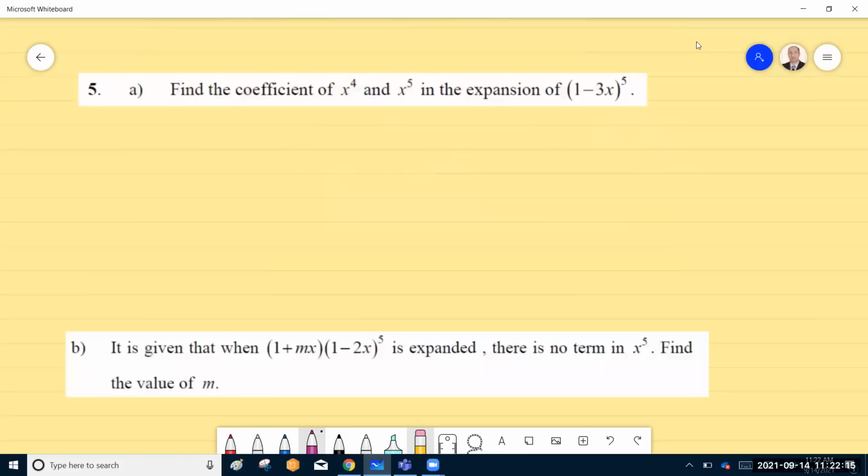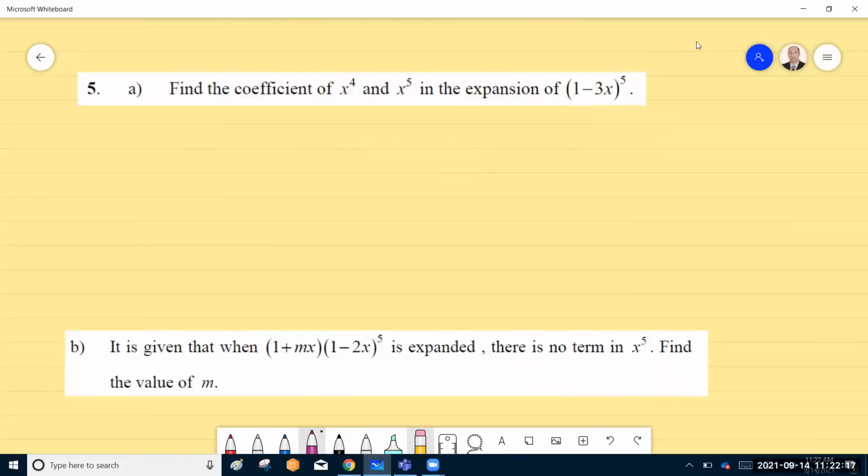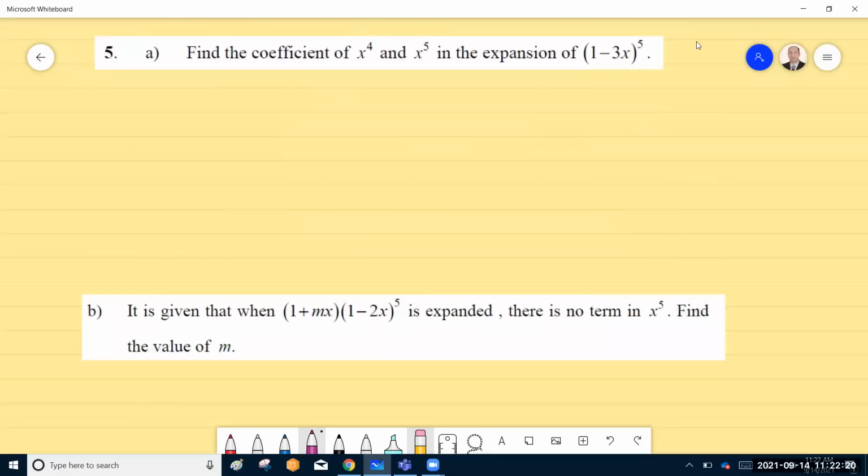5a, find the coefficient of x to the power of 4 and x to the power of 5 in the expansion. To find this easily, I can switch the 1 minus 3x and write it as negative 3x plus 1, to the power of 5. The first term will be negative 3x to the power of 5, which is the term in x to the power of 5, plus 5c1 negative 3x to the power of 4, and of course the 1 will not affect the answer. This is only the first two terms.